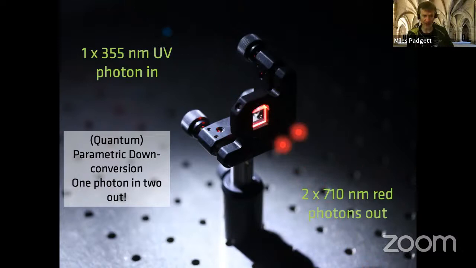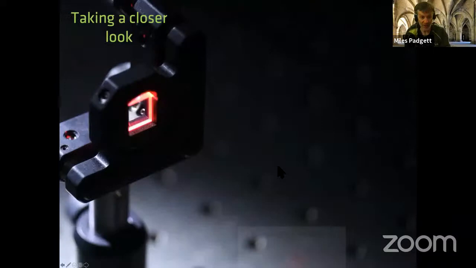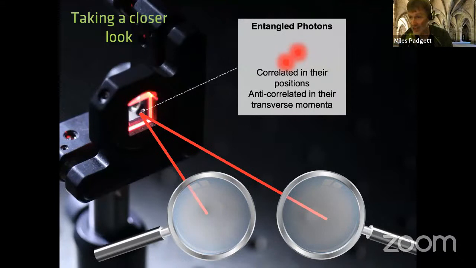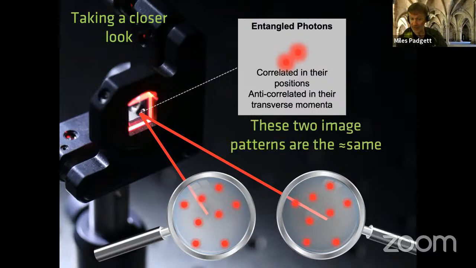The same video cartoon as I showed you before, and the same logic applies to this cartoon. When I look carefully, I see that my photons are generated in spatially correlated pairs. I've already explained that the spatial correlation is not quite perfect.